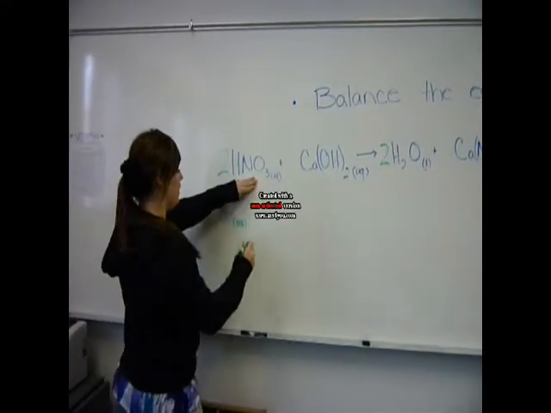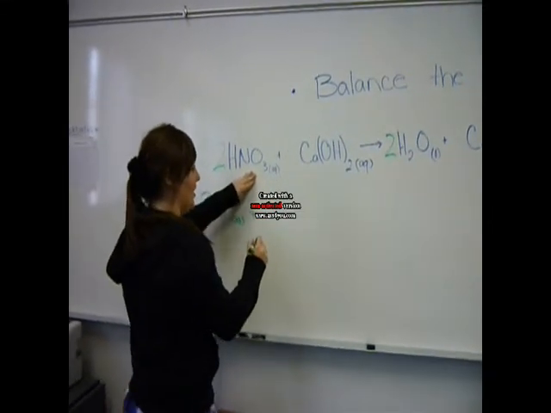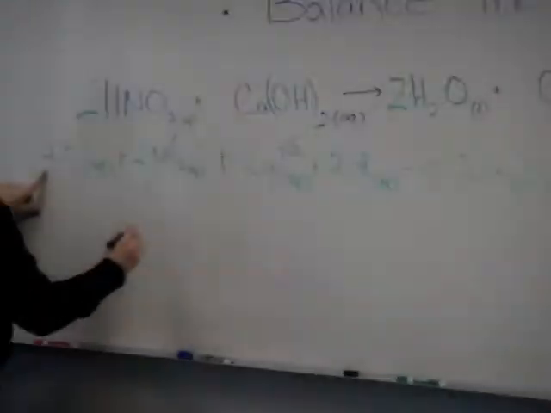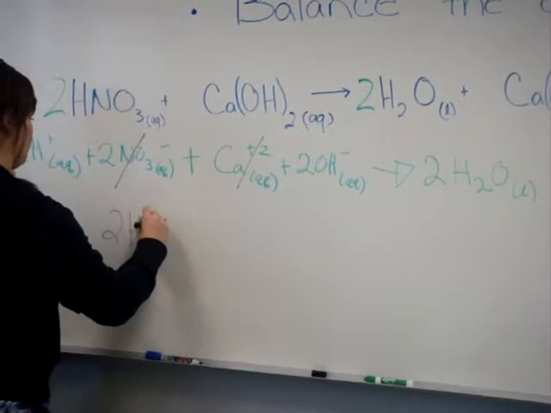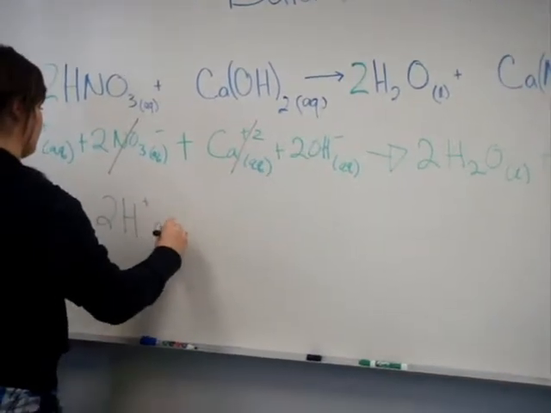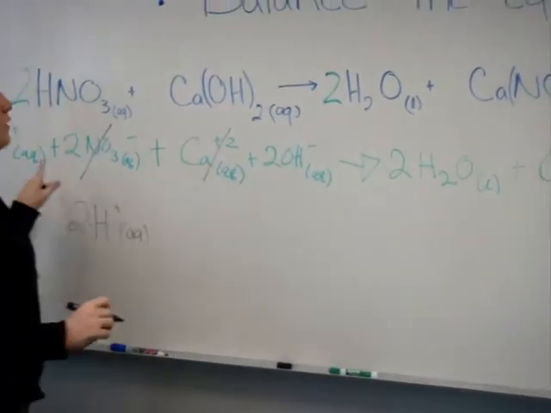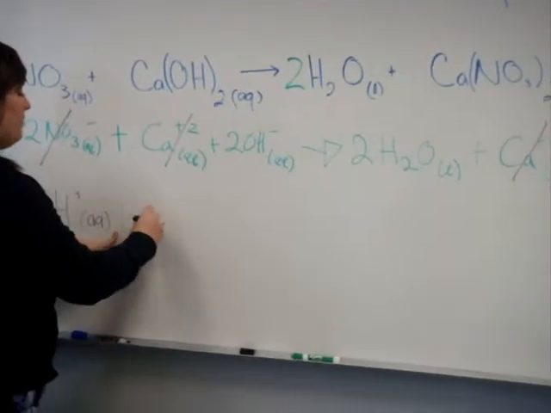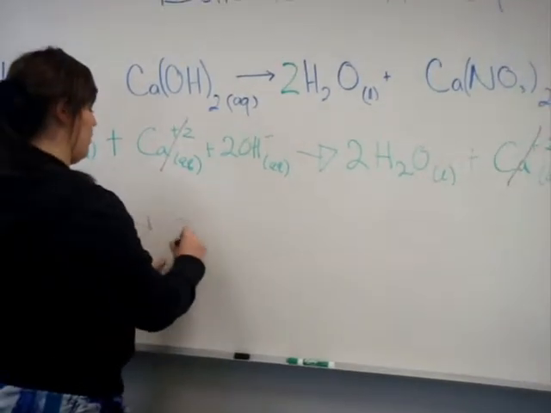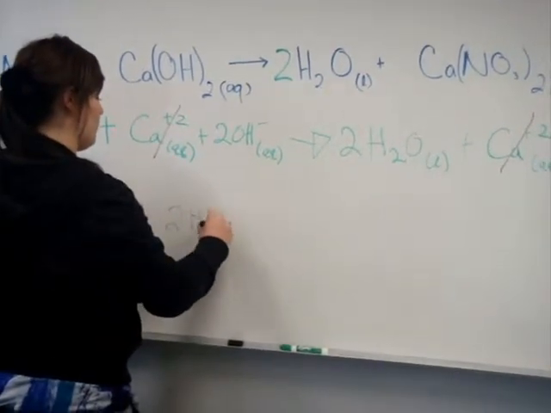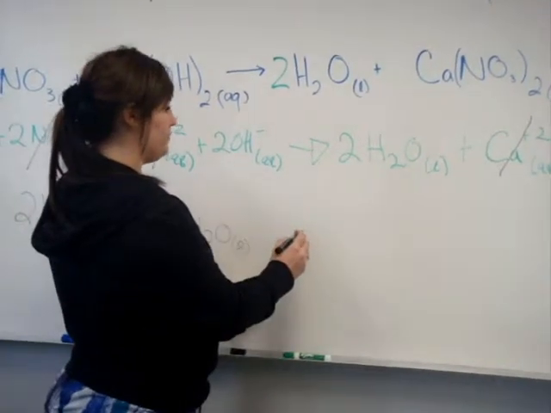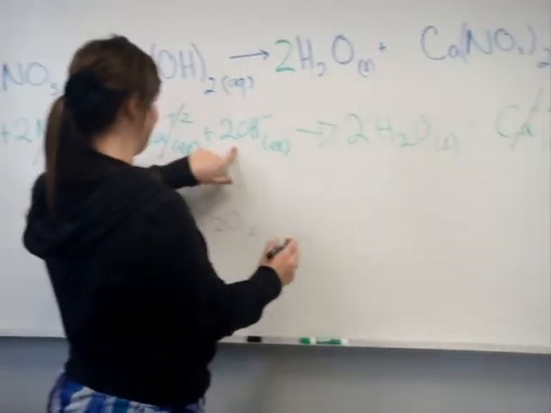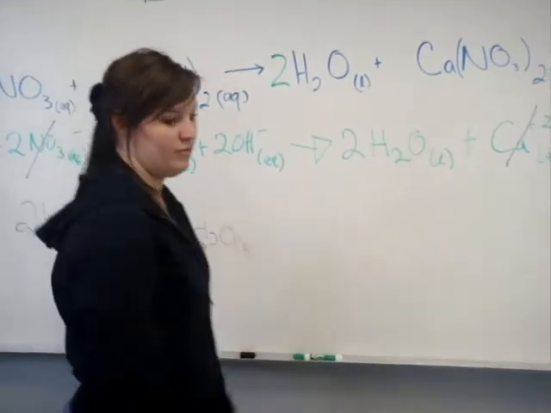And then you're going to come over here and you write what you have left. So it's going to be 2H plus aqueous. And then that's all for that side. So you're going to do 2H2O liquid. And then hydroxide needs to go on the left side.